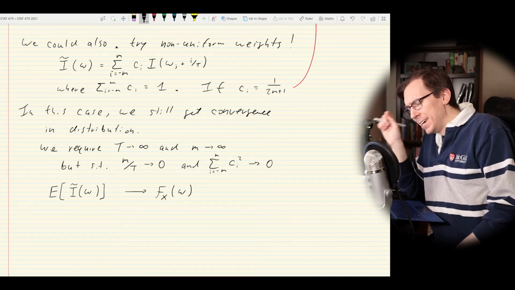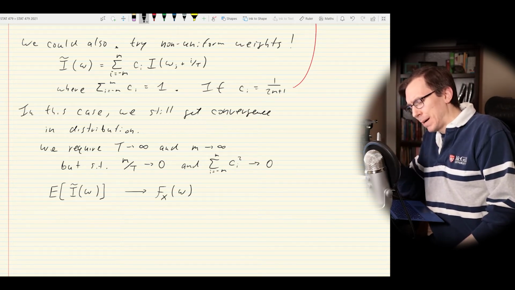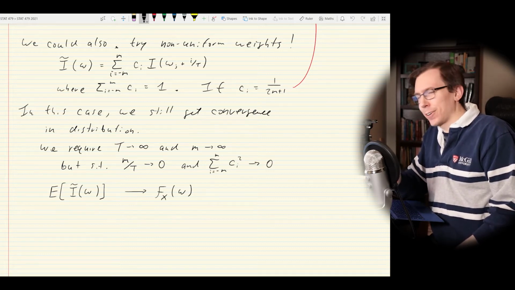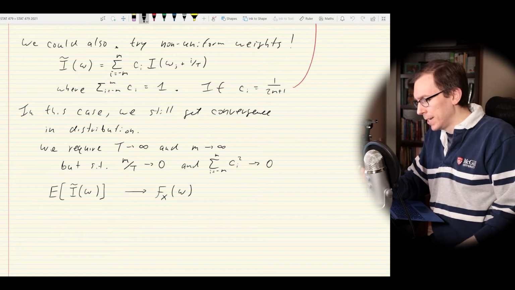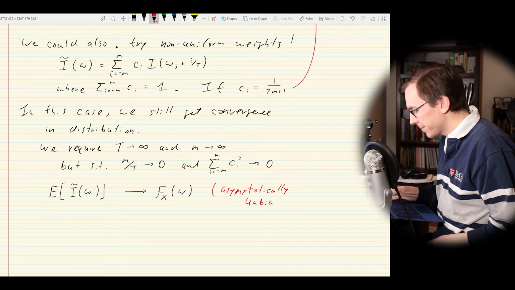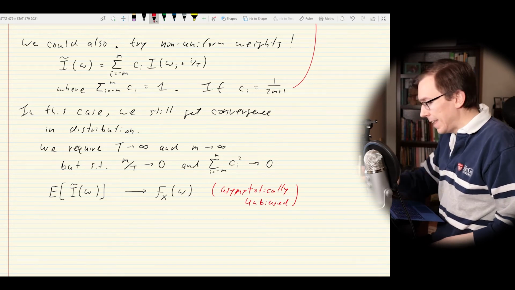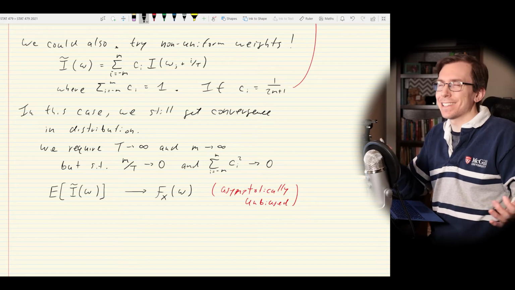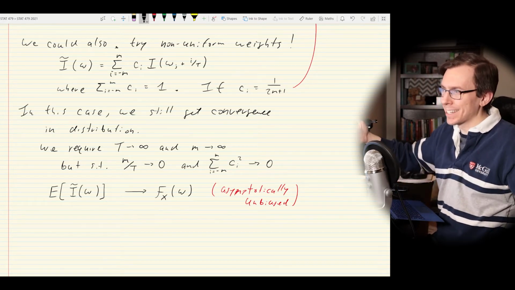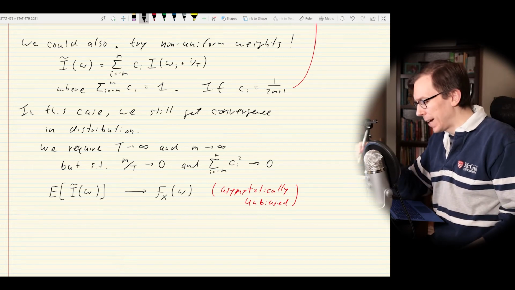Okay, what does that mean? Well, remember, this is not convergence in probability. We've already taken an expectation, so the thing that's converging is not a random variable anymore. What this means is that we have an asymptotically unbiased estimator. And that's nice, because if we want to do things like confidence intervals, at least asymptotically, we'd like things to be unbiased.